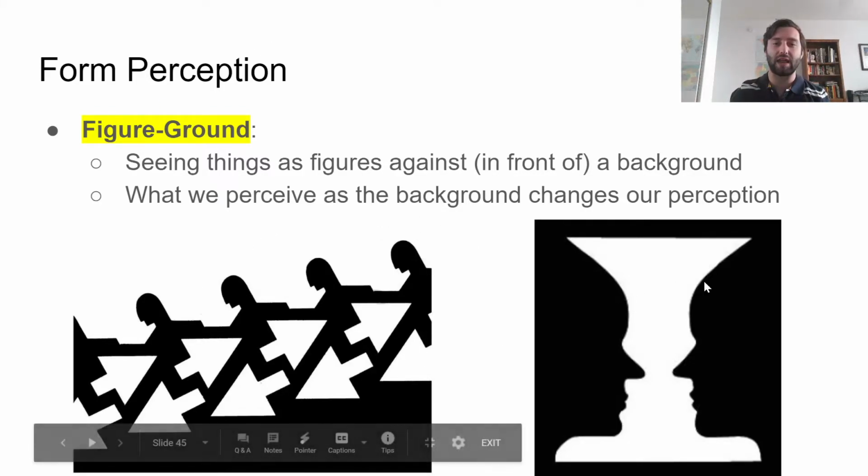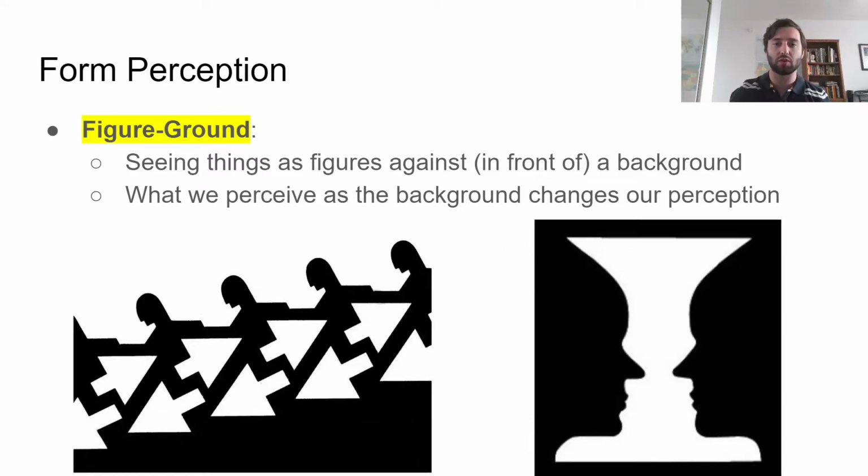If we look at these 2 images here, when you look at them, you probably see a figure in front of a black or a white background. Now what we can do with these different kinds of optical illusions is we can make it so it's equally viable to say either is the figure and the ground. And what we can do then is whatever we perceive as the background will change our perception of what the figure is. So let's use these as an example.